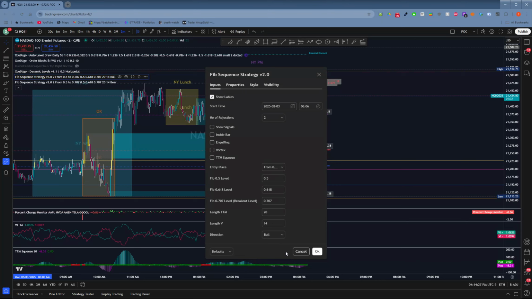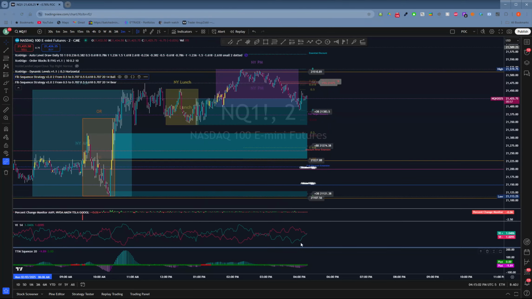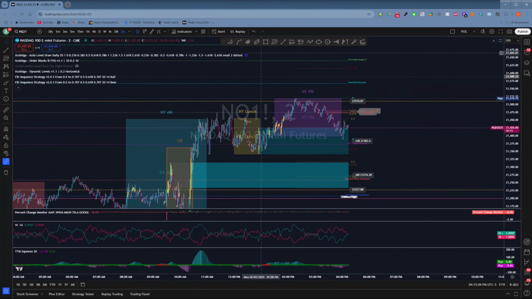If you're familiar and you're an expert with Fibonaccis, you can change certain levels to fit how you trade. But for me, I use the 707 as my line in the sand. So if I get a candle close below the 707, that means that Fibonacci is invalidated. I see a lot of people like to use the 786. You can change that, and it will adjust to that. I'll go over the rest later after we see how things play out here.